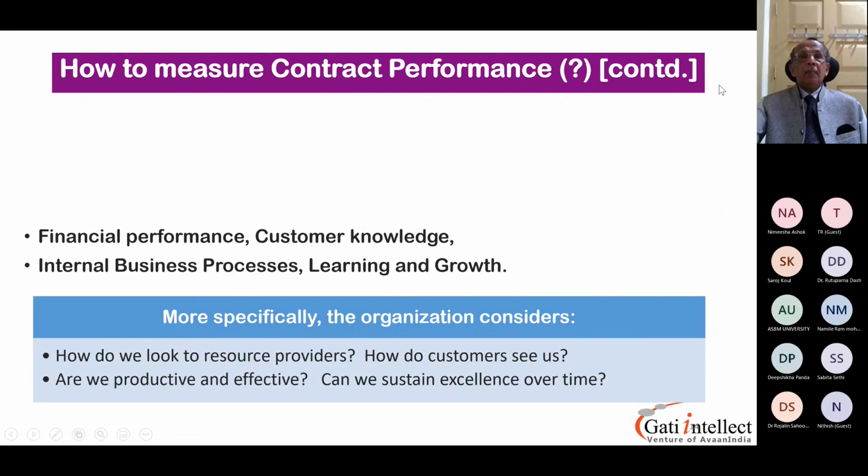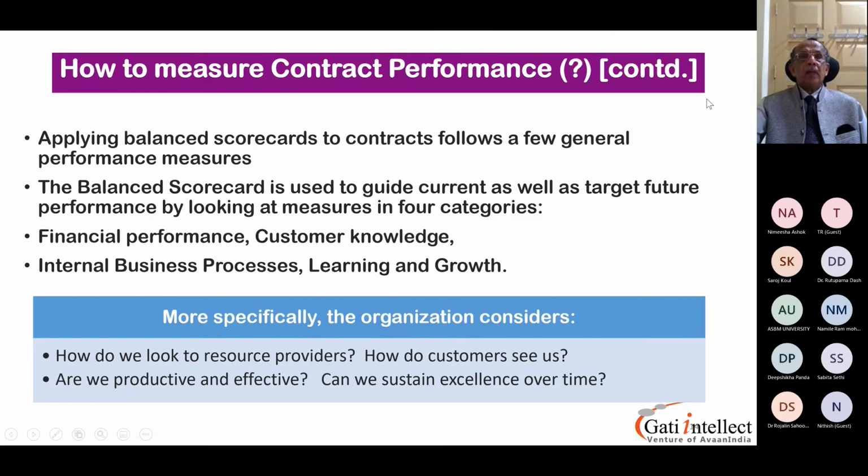Right, let's move on. How to measure contract performance. Applying balanced scorecard to contract follows a few general performance measures. It is used to guide the current as well as target future performance by looking at measures in 4 categories. This is what we have been talking about. The balanced scorecard helps you to measure the performance of the contract management as well as that of the organization, immediate as well as that of the future.